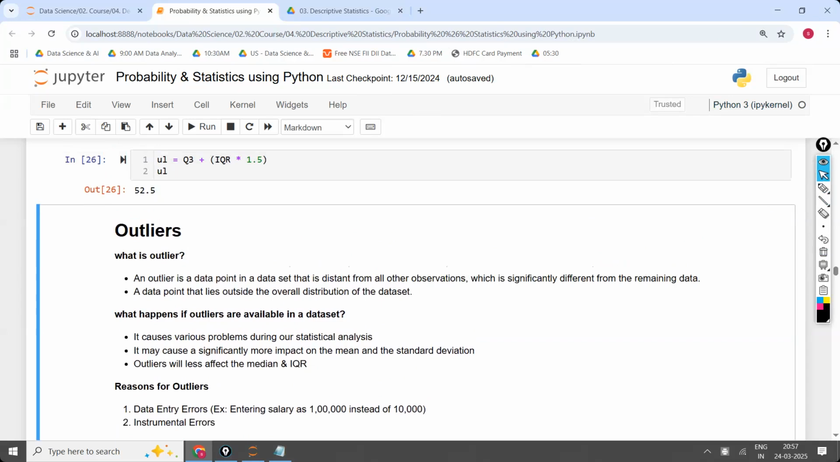For example, in this class, I have conducted one exam and most of the students have got 40 to 50 marks. One student has got 100. Whoever has got 100 marks is called an outlier when compared to the other students. In that data set, he is an outlier. If that person was compared with other students who got 100 marks, he would not be an outlier. For this data set, he is an outlier.